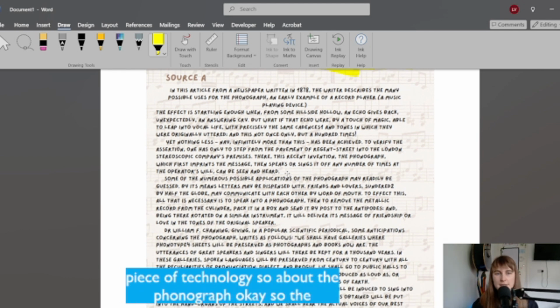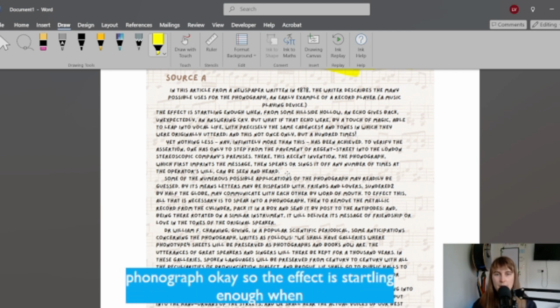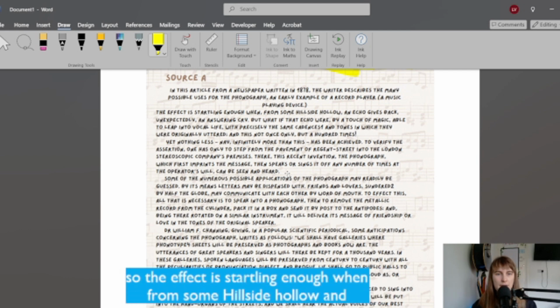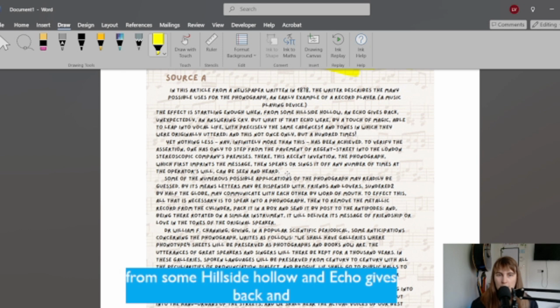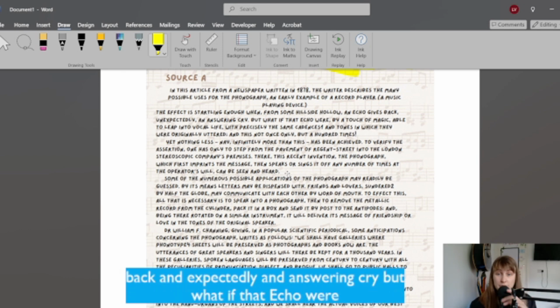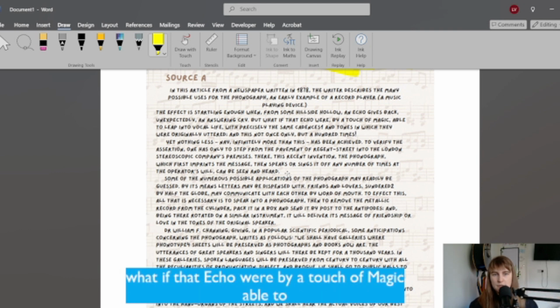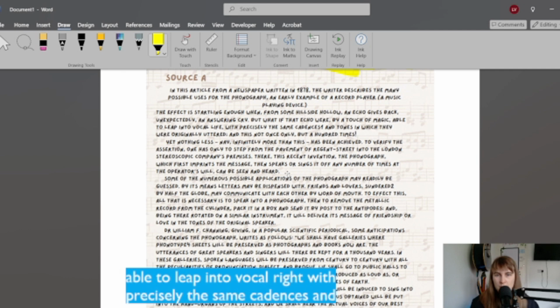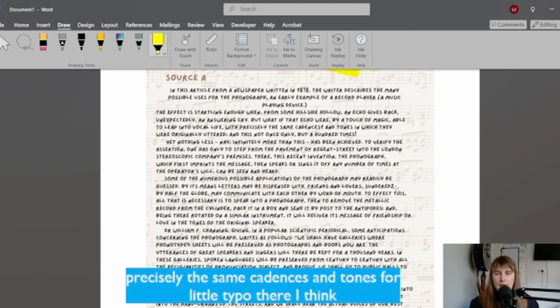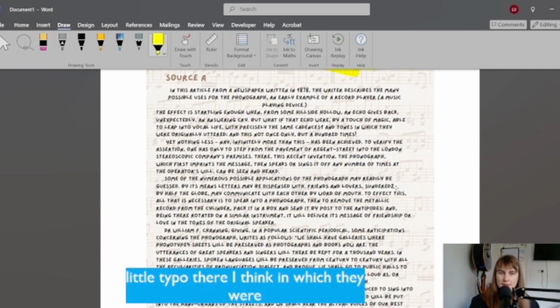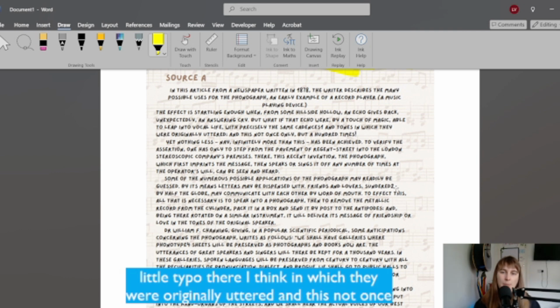So the effect is startling enough when, from some hillside hollow, an echo gives back, unexpectedly, an answering cry. But what if that echo were, by a touch of magic, able to leap into vocal life with precisely the same cadences and tones in which they were originally uttered, and this not once only, but 100 times.